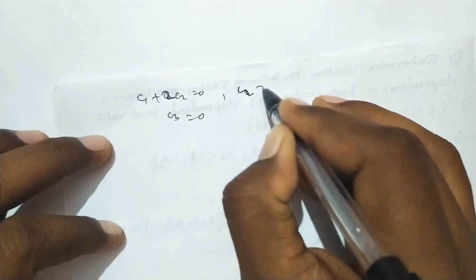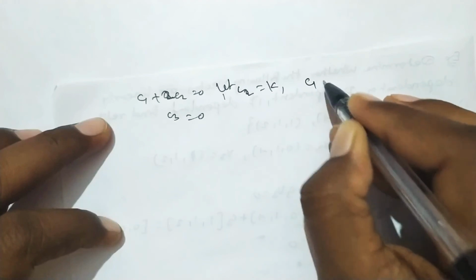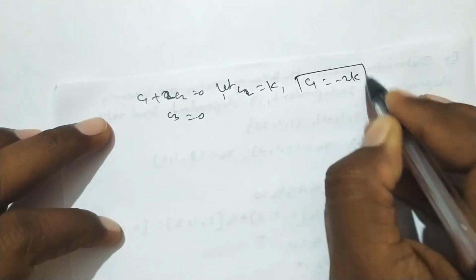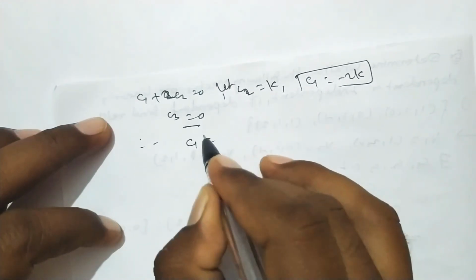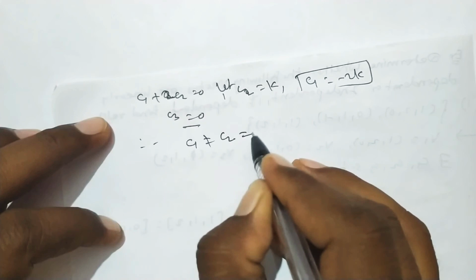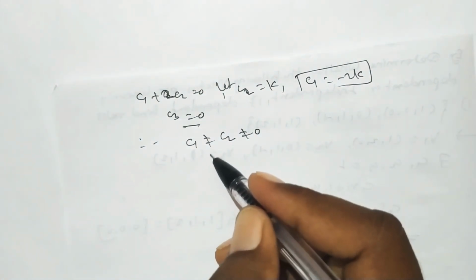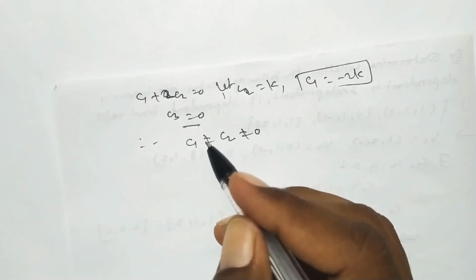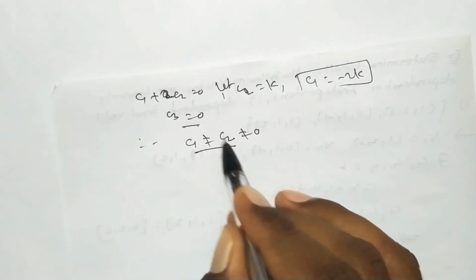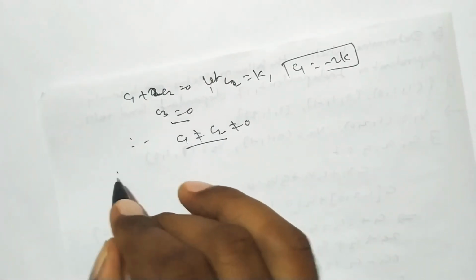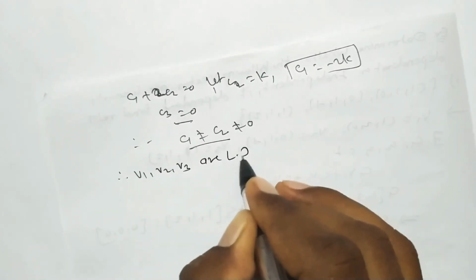So suppose C2 is equal to K, then we get C1 is equal to minus 2K. Okay, and therefore here only C3 is equal to 0, while C1 and C2 are not equal to 0. If C1, C2, C3 were all zeros, the vectors would be linearly independent. Here two constants are not equal to 0 and one is 0, and therefore we can say that V1, V2, V3 are linearly dependent.